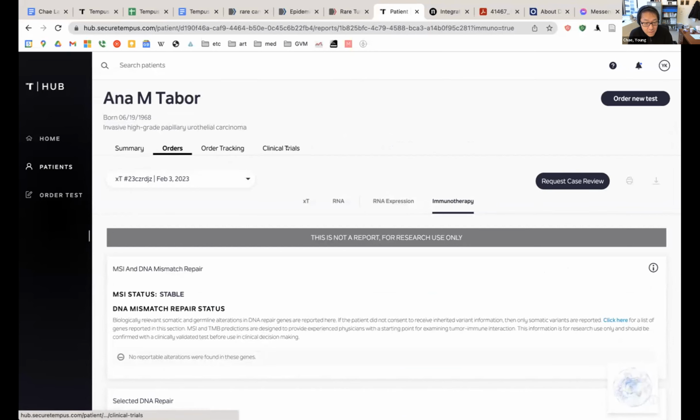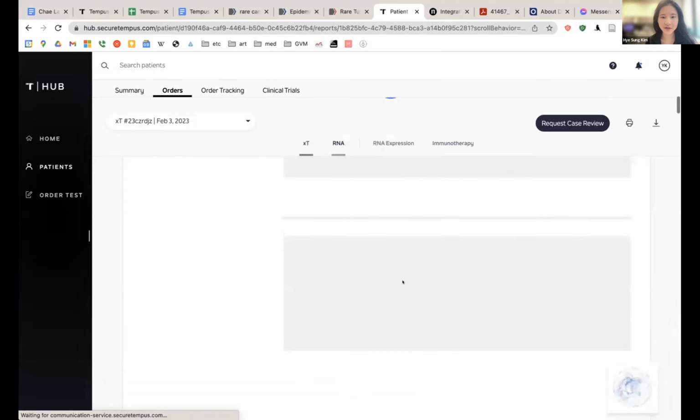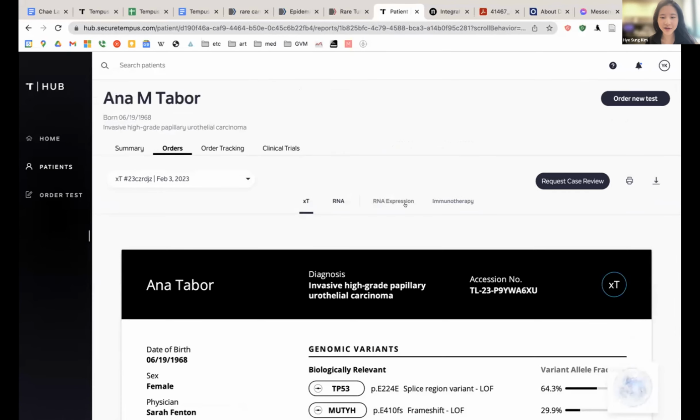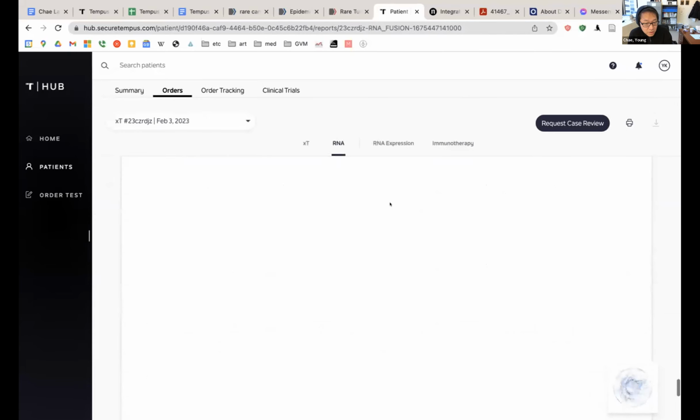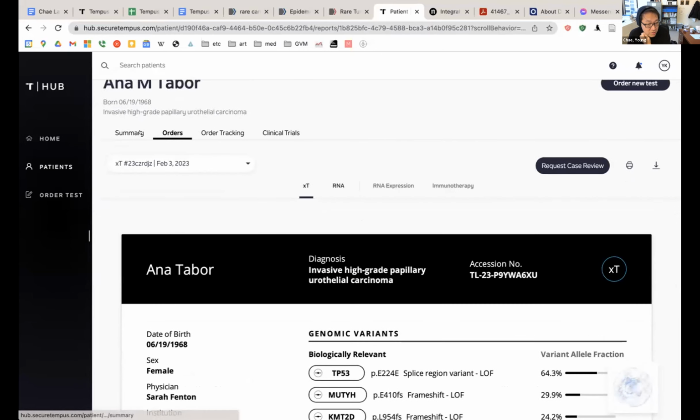Oh, click on RNA. What is an RNA? Not available. What's the difference between RNA and RNA expression? I'm not sure. Can you go to another patient and see what it shows? Yeah.